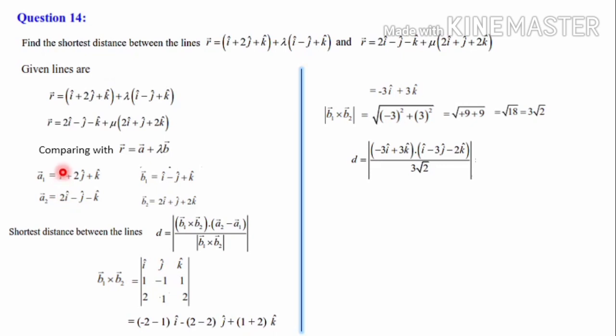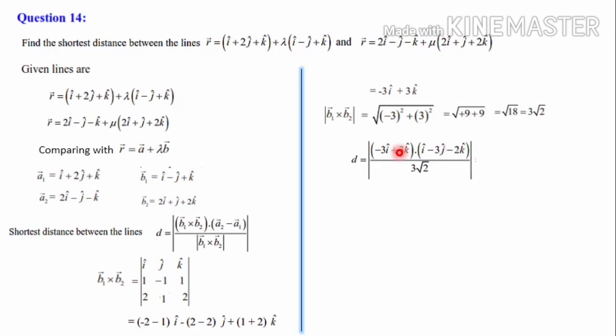Let's subtract and write, that will be easy and it will be reduced one step. So 2 minus 1 is 1. So 1 into i cap is i cap. Then minus 1 minus 2. Minus 1 minus 2 is minus 3 j cap. Here minus 1, again here minus 1. So minus 1 minus 1 is minus 2 k cap.